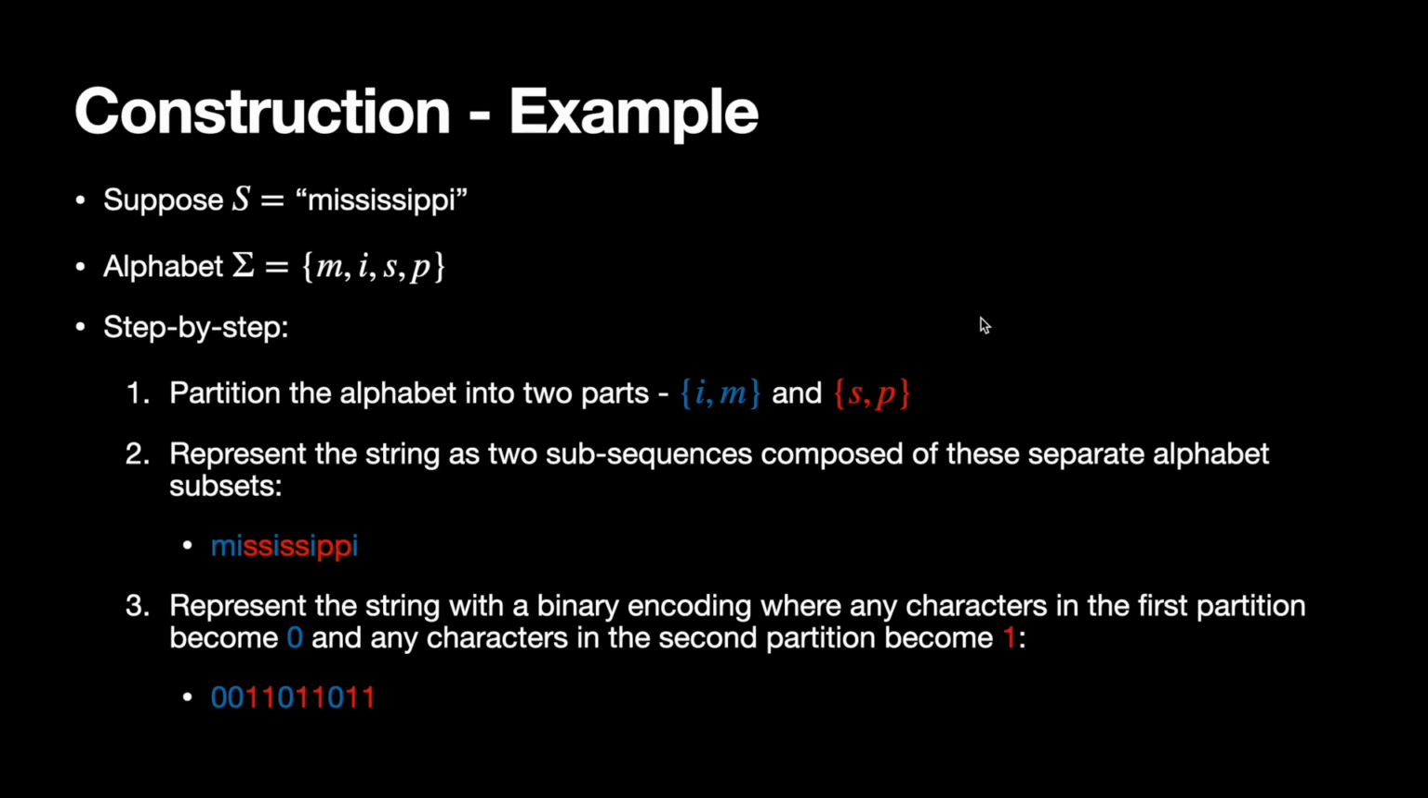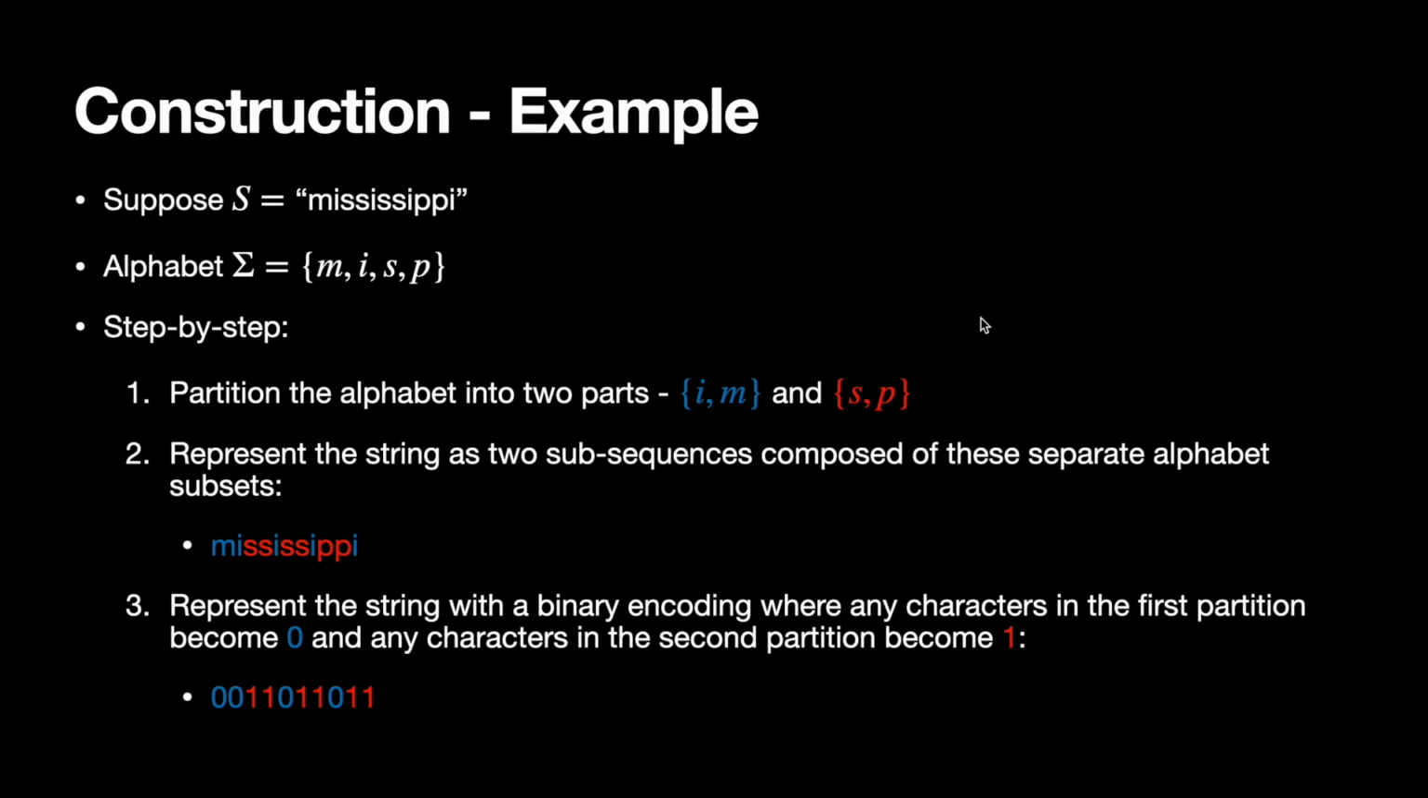So step by step, what we're first going to do is take that alphabet and partition it into 2 separate parts. Here I'm using 2 equivalently sized parts. They're both of length 2. So the first one, which I've color coded with blue, has I and M, and the second one has S and P. Now we're going to represent the string as 2 subsequences composed of these separate alphabet subsets.